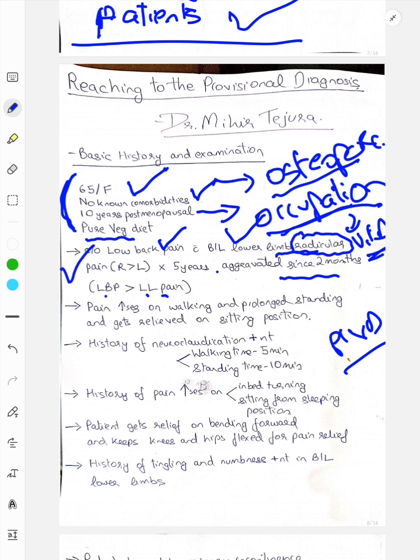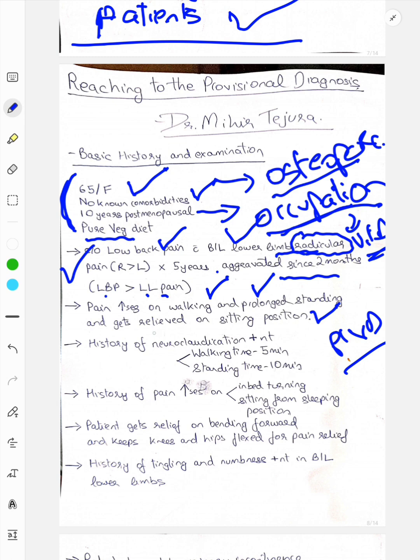Now the second question is the aggravating factors. How does the pain increase? This lady's pain increases on walking and prolonged standing and gets relieved in the sitting position. So the pain is increasing on walking and prolonged standing. You have to ask which pain, low back pain or lower limb radiculopathy pain.